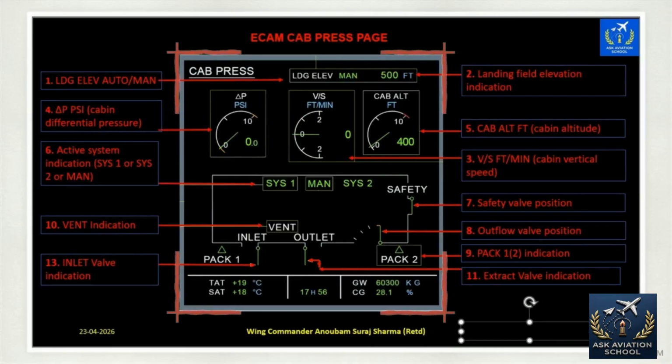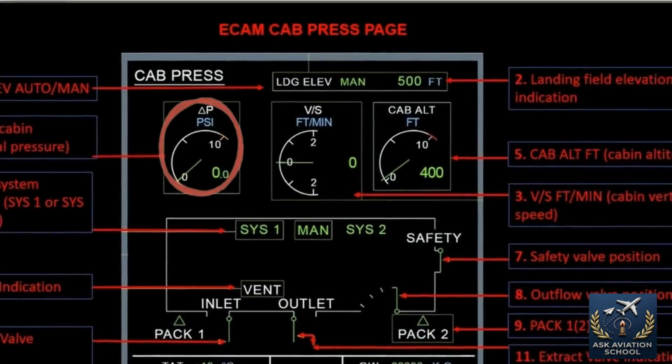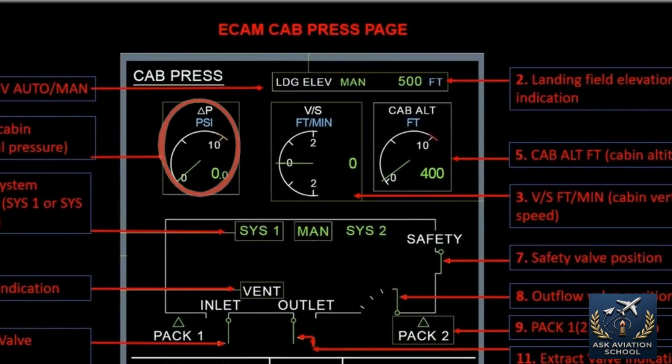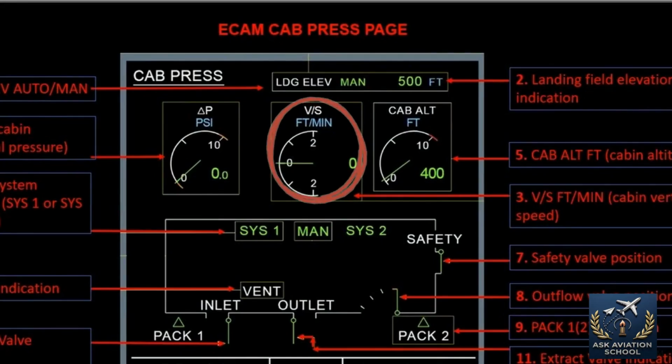The primary interface for monitoring all of this is the ECAM cab press page. Visual thresholds dictate the crew's response. The delta P dial turns amber if differential pressure drops to -0.4 or climbs above 8.5 psi. The vertical speed dial turns amber if the cabin climb or descent exceeds 2,000 feet per minute.